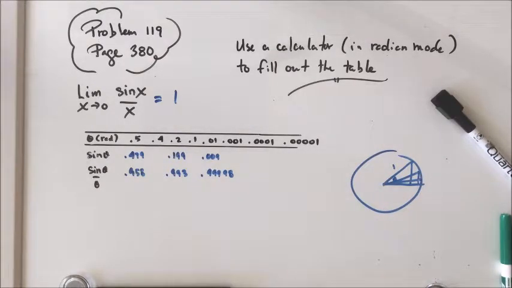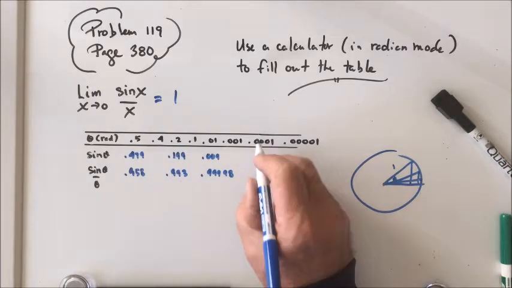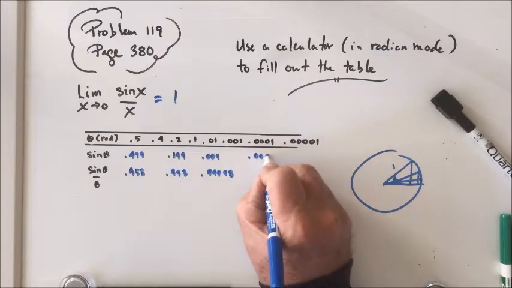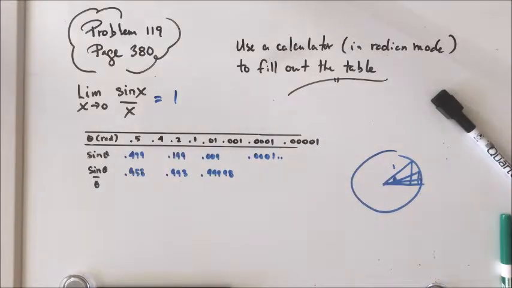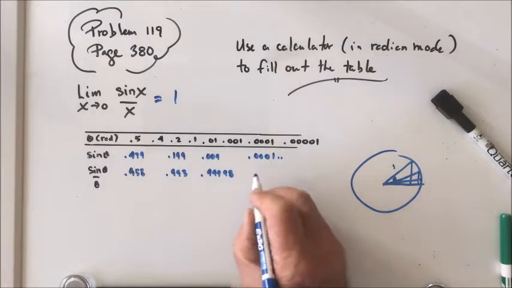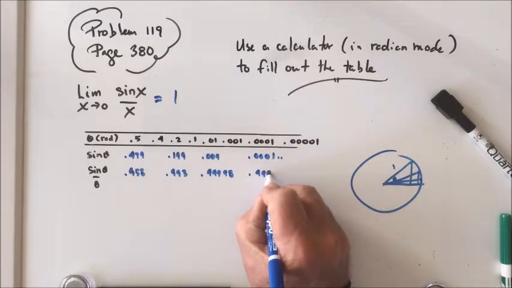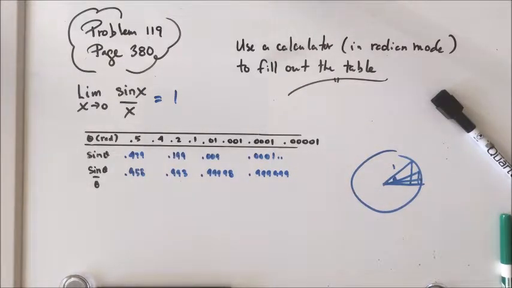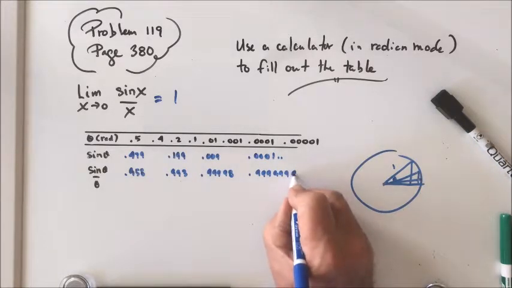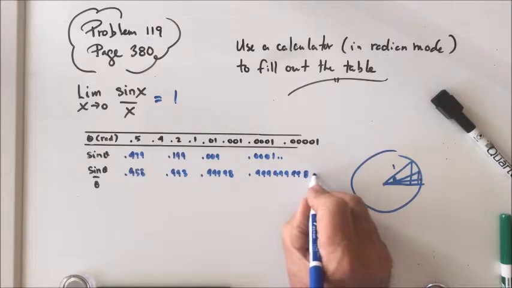0.0001. Store theta. Take the sine of that. Boy, that's pretty darn close to 0. 0.0001 with a bunch of zeros after it. And if I divide that by 0.0001, guess what I'm going to get? I'm going to get 0.999. I can't count these numbers.